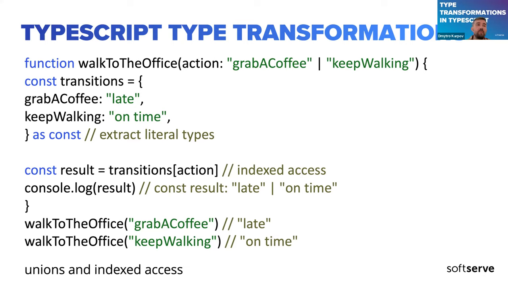And then as a result of our interaction, or our activity, like we walk into the office, we get the transition value using indexed access. So in this case, it might be late or on time. It depends on us. If we decide to grab a coffee, then we will most probably be late. Otherwise, we will be on time, and come on, you can still make the coffee in the office. Yeah, and this is a real world example.